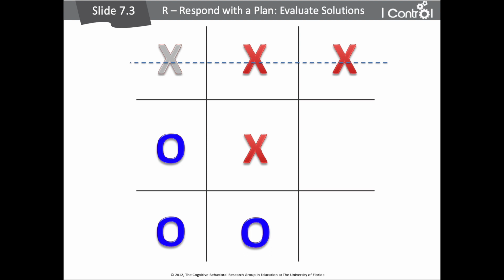If I went with the first solution I thought of, I would have put an X in the middle box of the far right column and would have lost the game. As you can see, I had an opportunity to win with an X in the left corner, and by evaluating my solutions, I was able to get 3 in a row and win the game.